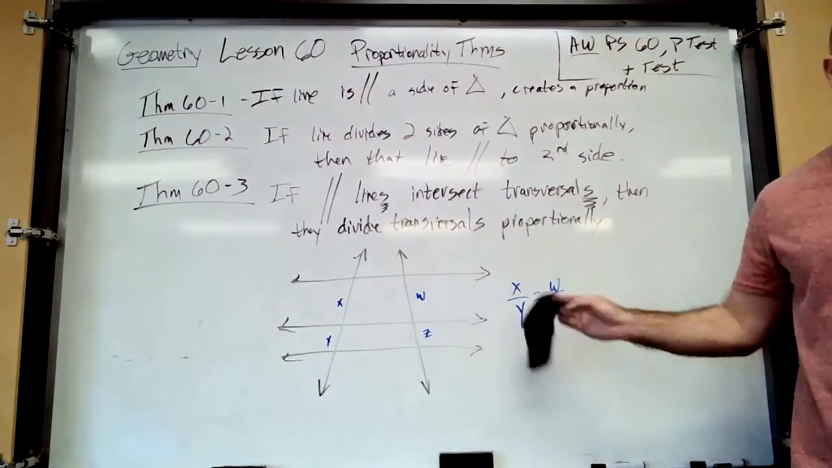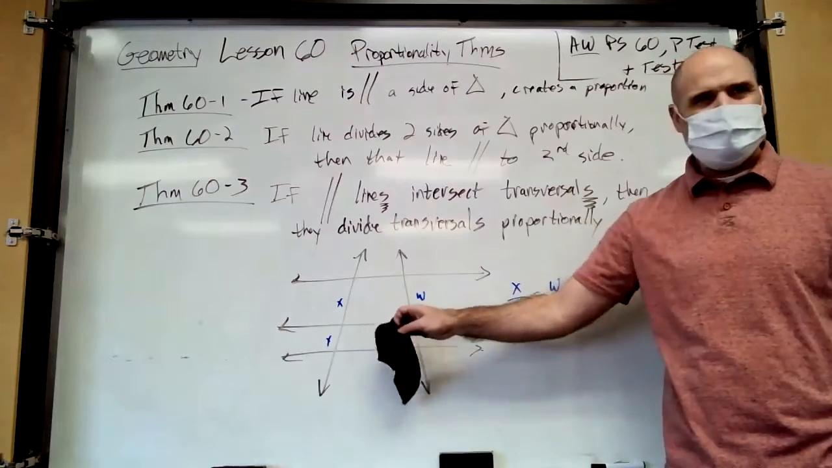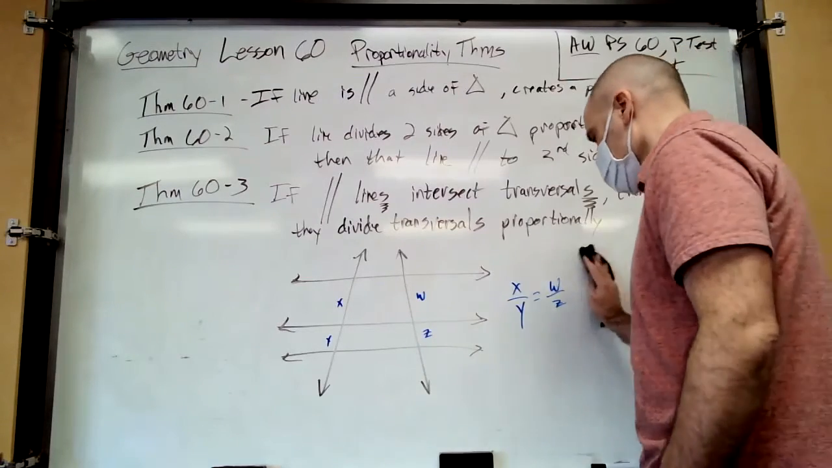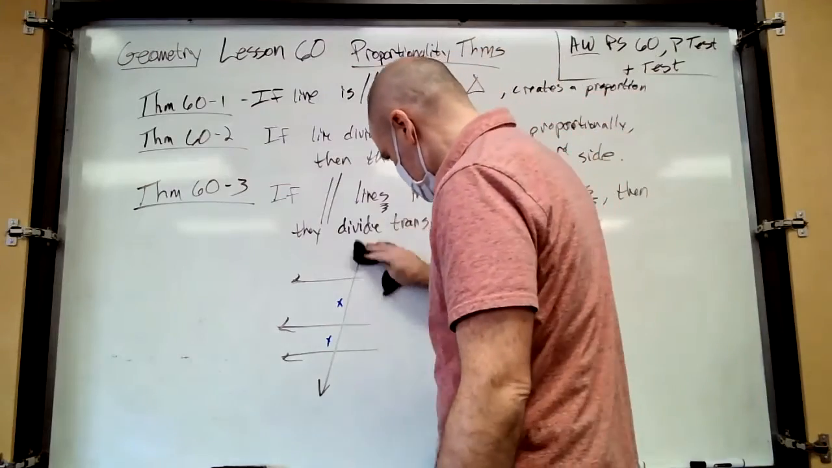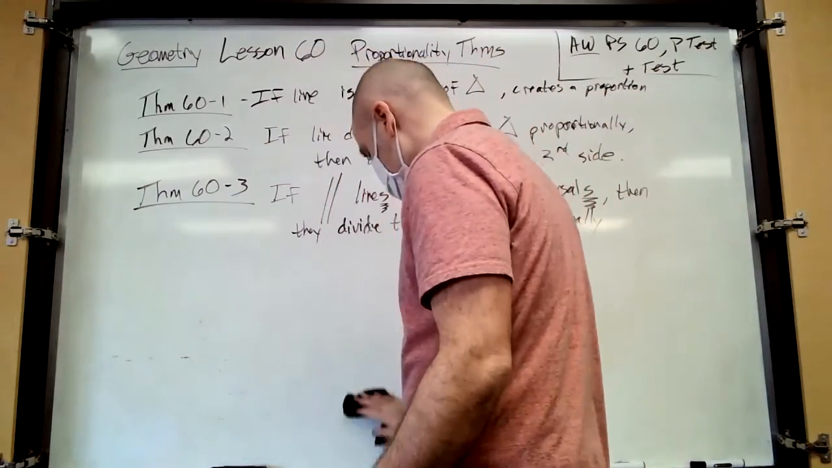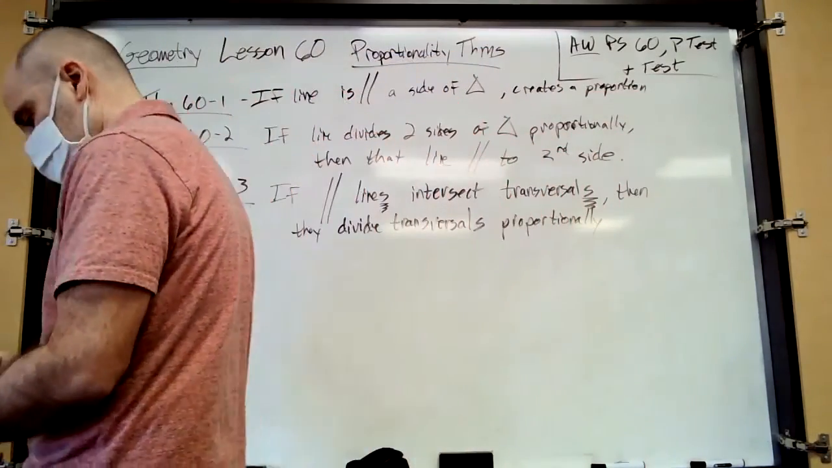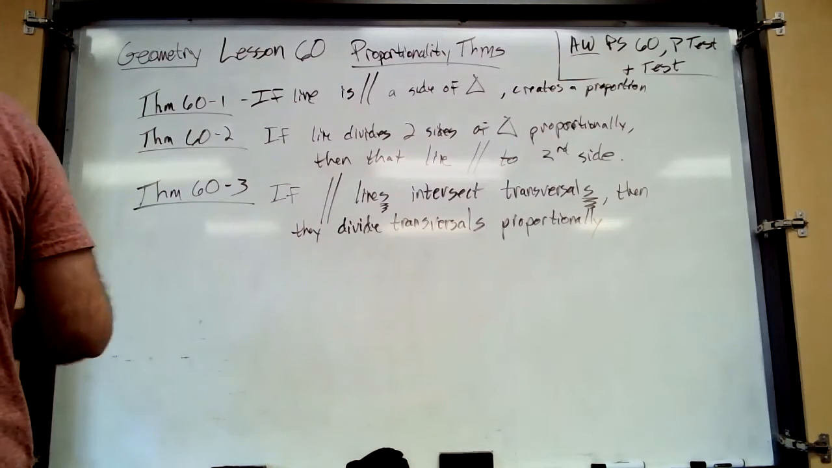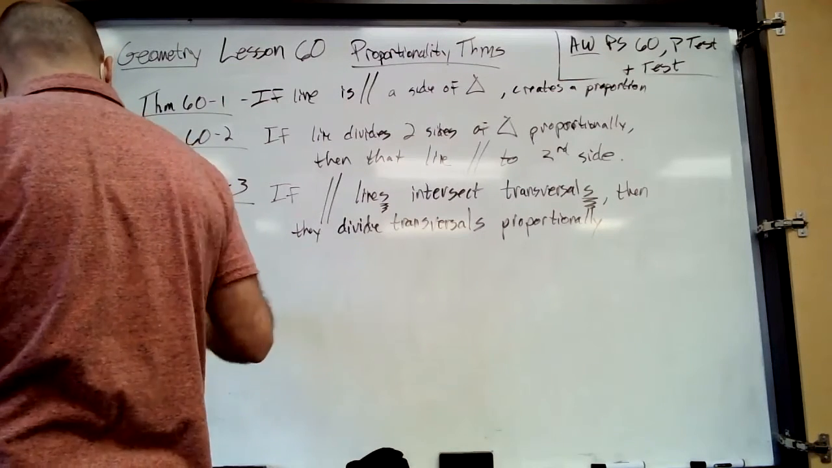Everyone got this? Understand this? See how it just creates the proportion for you? You can't get much easier than that. So this is not triangles. This is just multiple parallel lines with a couple transversals. That's it. So here is example 4.